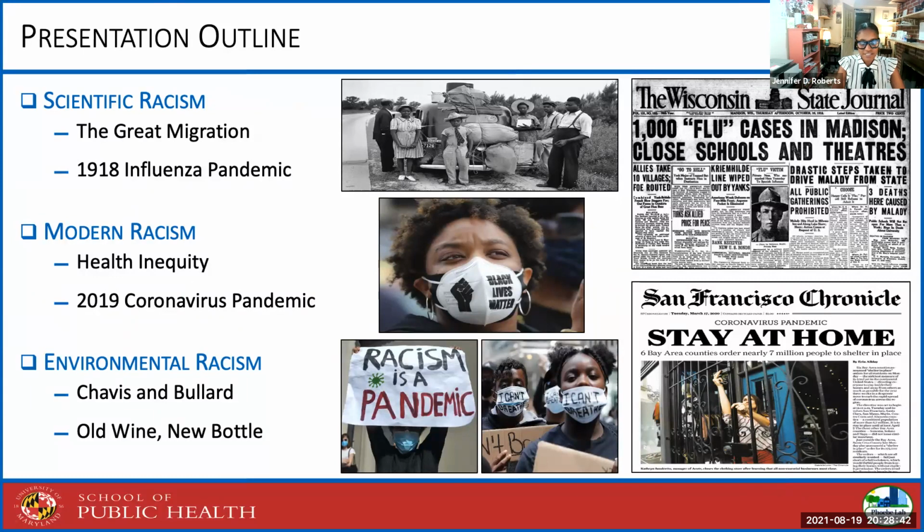So the first part is a historical examination of scientific racism. The second part focuses on issues related to modern racism. And then the third part takes a look at environmental racism in context of what has been discussed. I want to make note that even though I'm highlighting the African-American experience and the African-American consciousness, many of the same or similar issues that I will be discussing are applicable to other historically marginalized populations.